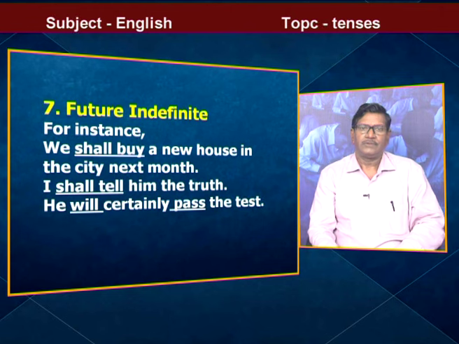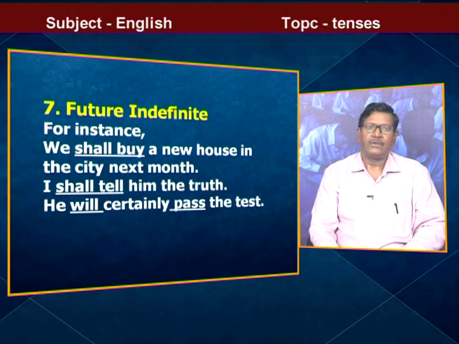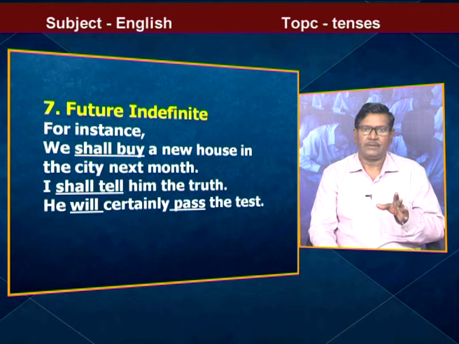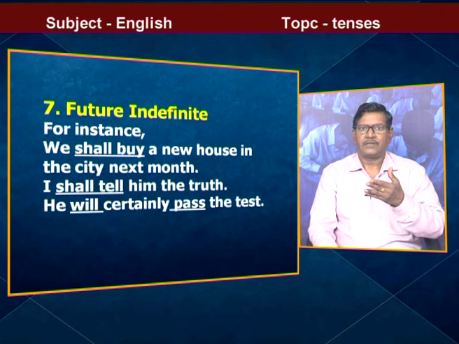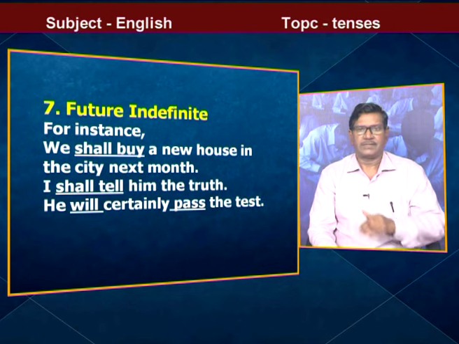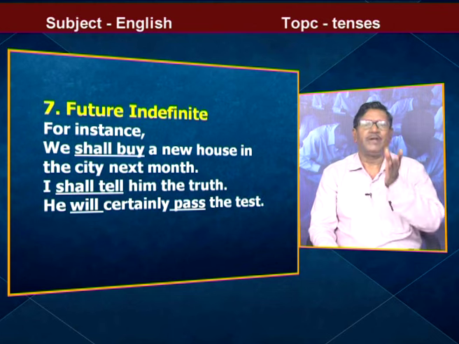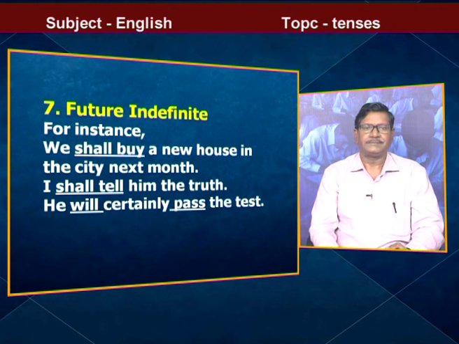City lo oka kotta illu konukundam. Eppudu? Ippudu kaadu, inka manaku raavalsina double unnai, the next month. So, that way, when we want to express an event or an action which is still to take place, that means which is going to take place sometime in future. So, in such instances, we use simple future tense or future indefinite.